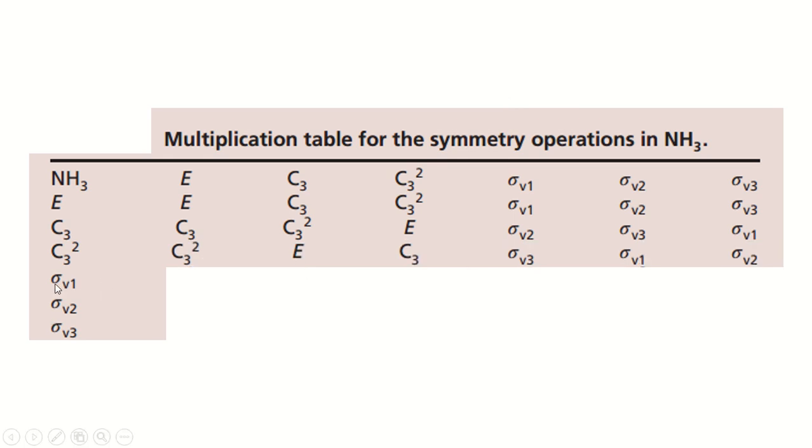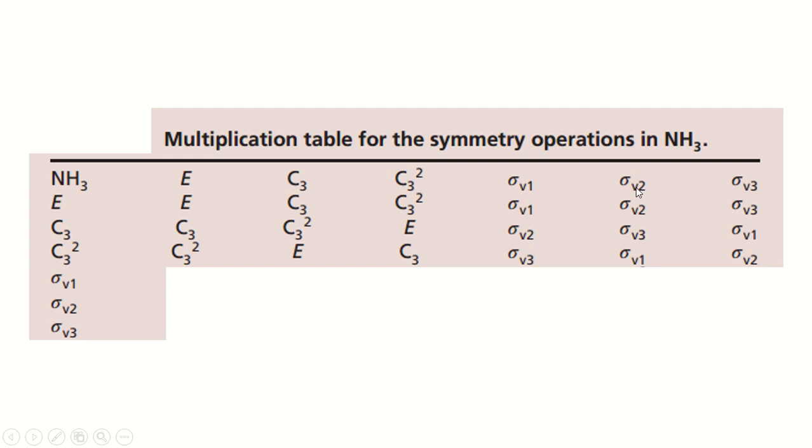So what would be the result after applying sigma V1 and then again sigma V1? If we apply sigma V1 two times, then the resultant would be the identity. There is no change in the molecule, so we have to write the identity after applying sigma V1 with sigma V1. Now let's talk about the sigma V1 operation with sigma V2.